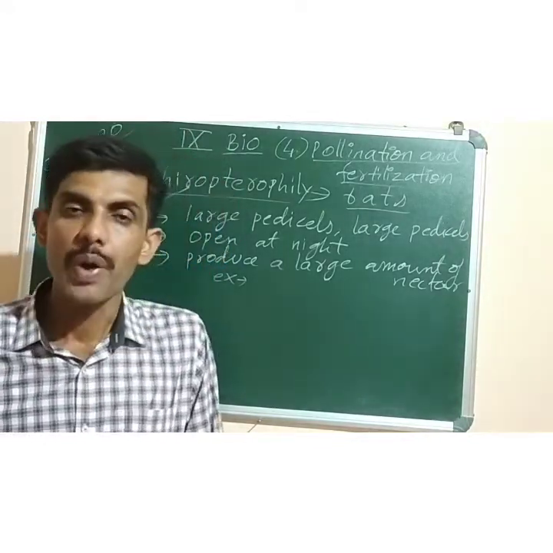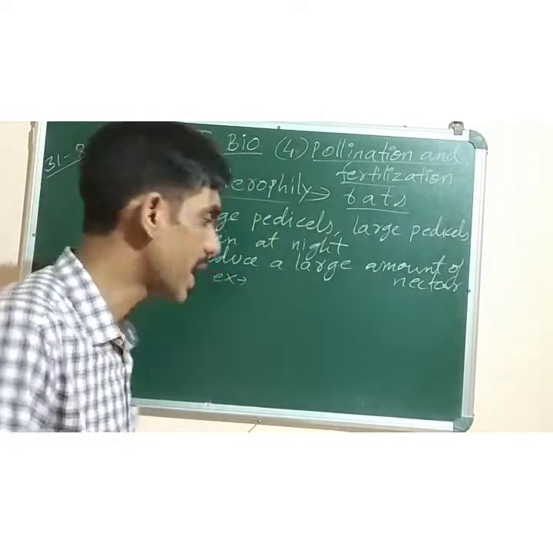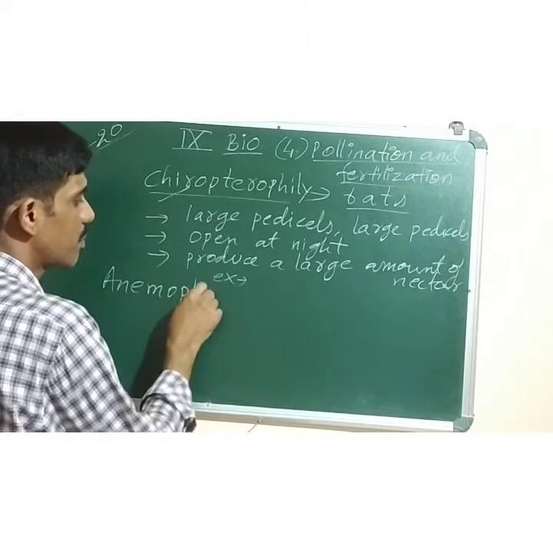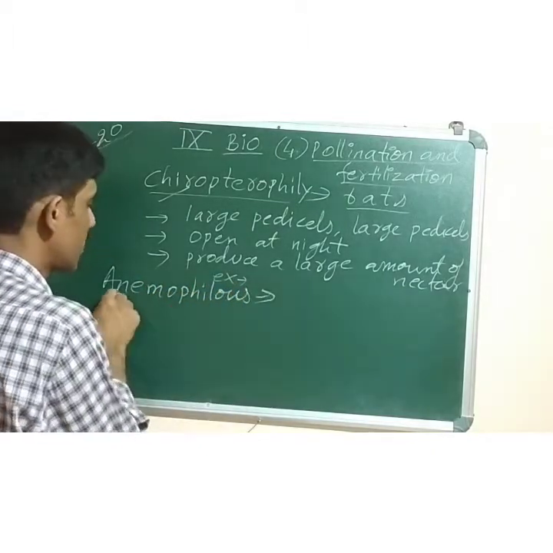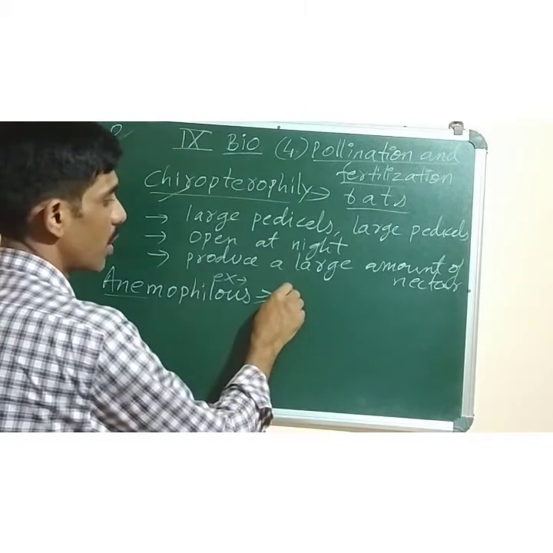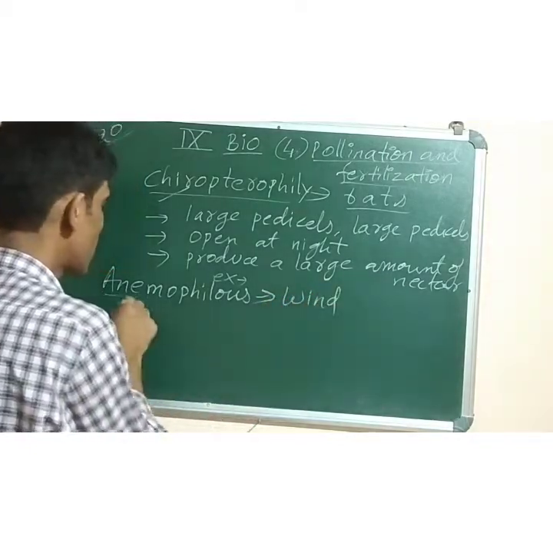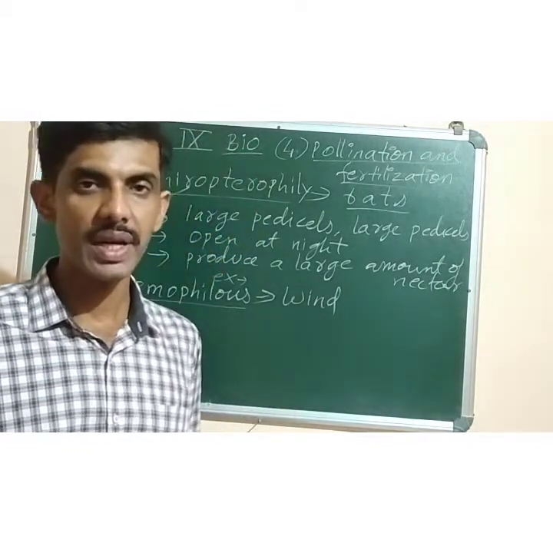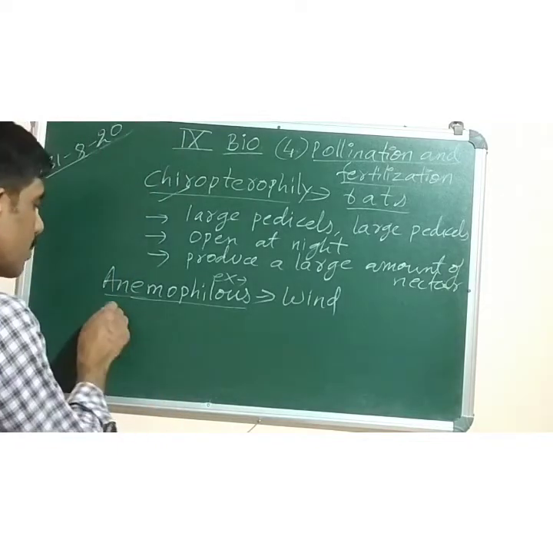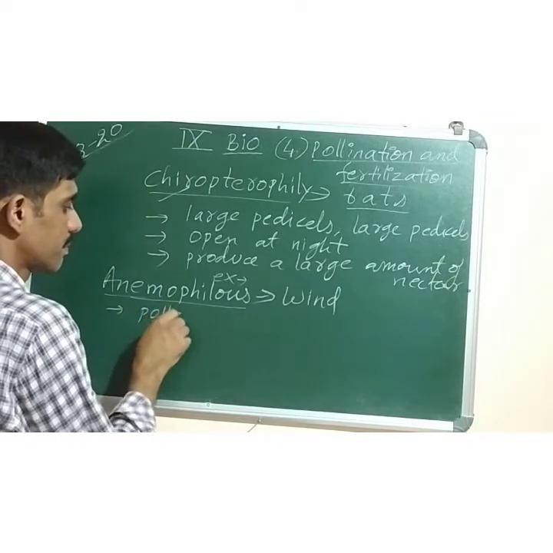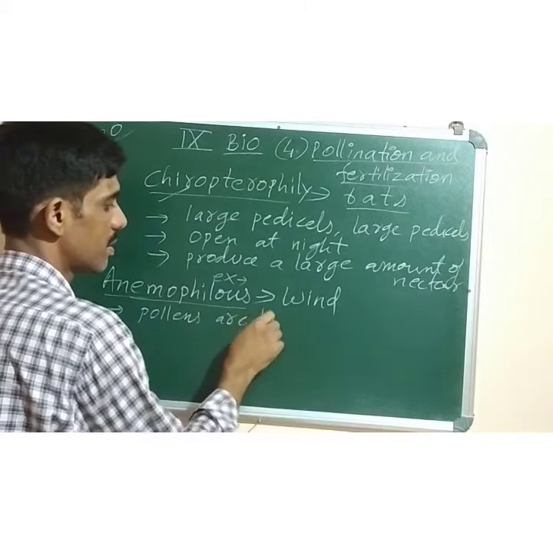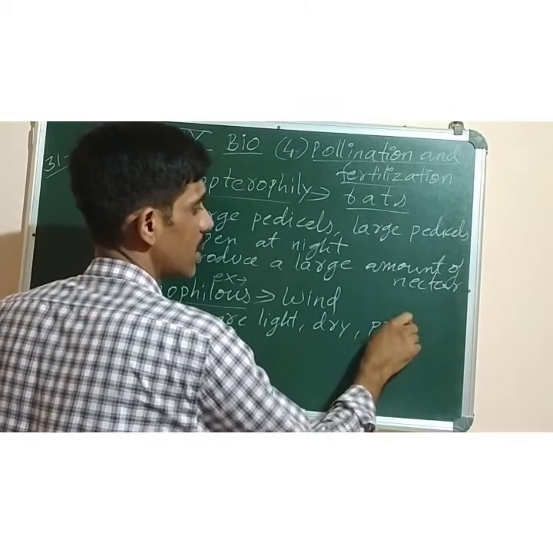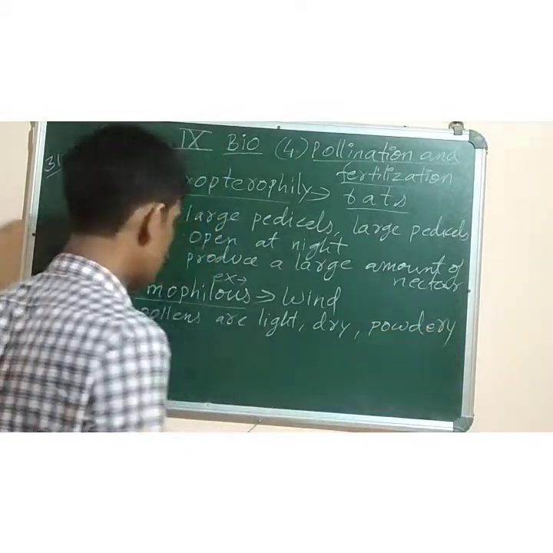Now next is wind pollinated flowers, which are also called anemophilous. Anemophily means pollination by wind. The word anemo stands for wind. So pollination by wind is called anemophily. Such flowers which are pollinated by wind show certain characteristics. Number one, the pollen grains are light, meaning their weight is very less, dry and powder-like, which can be scattered by the wind.